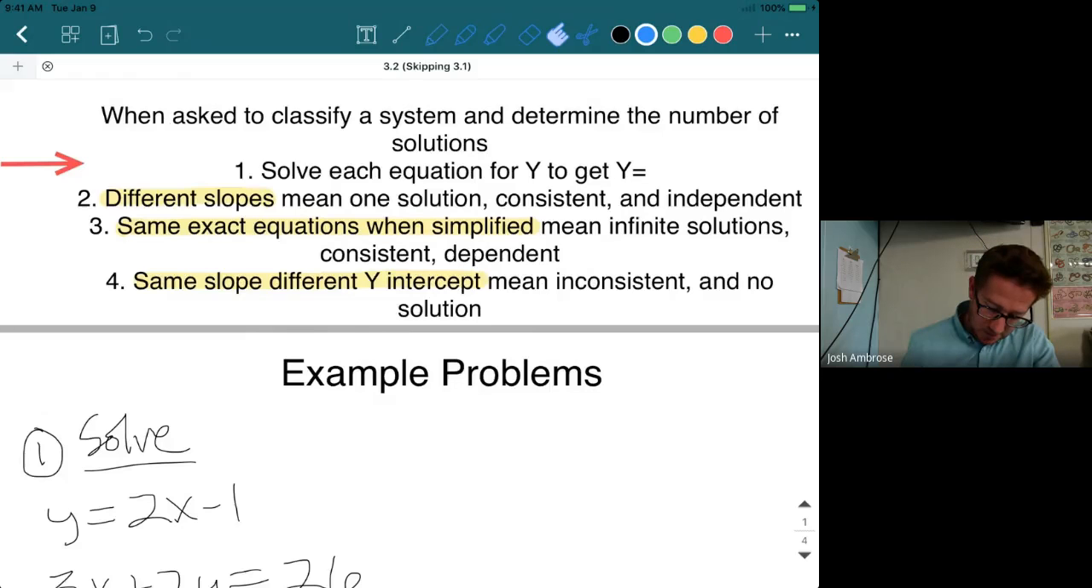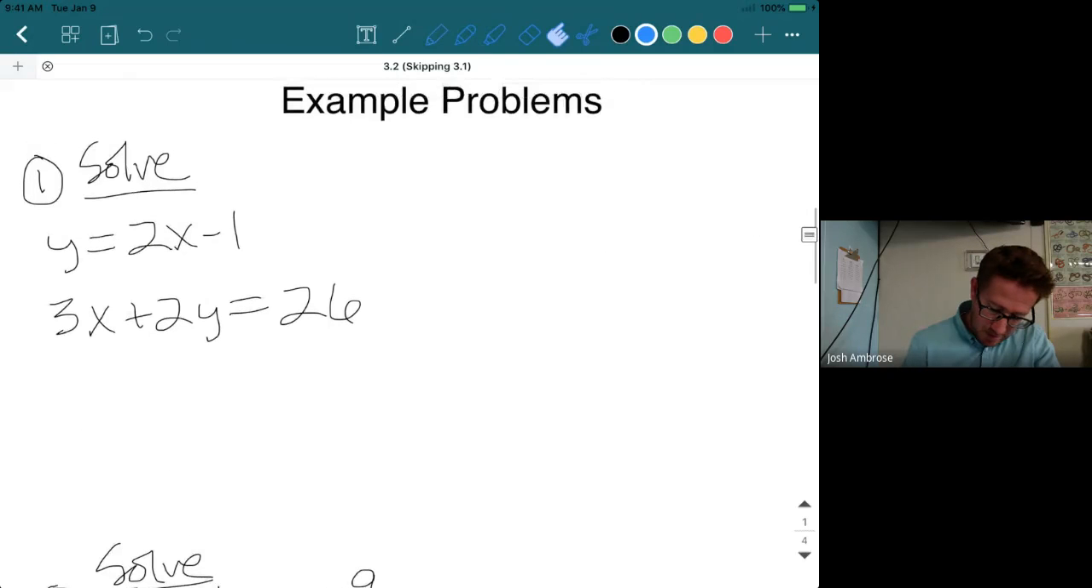All right, let's take a look and do some example problems here. Number 1. We're given y equals 2x minus 1, then 3x plus 2y equals 26. This is set up where one equation already has y equals, so we're going to use the substitution method. Just put that off to the side. Substitution method is the best one here.